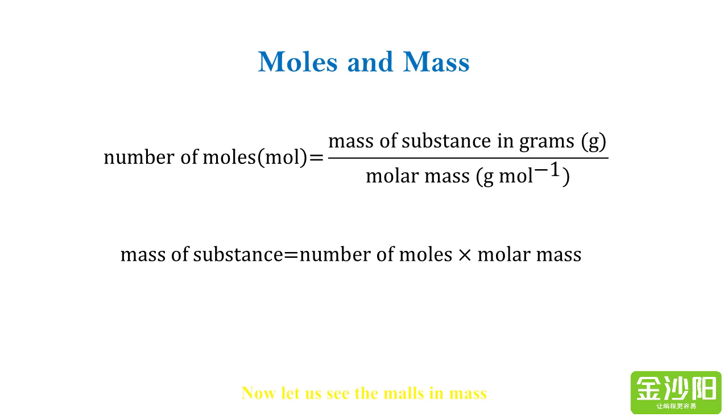Now let us see the moles and mass. Chemists prefer to use the relative molecular mass or formula mass in grams. You can find the number of moles of a substance by using the mass of substance and the relative atomic mass or relative molecular mass as in the first equation. Or you can find the mass of a substance in a given number of moles, just by rearranging the equation like the second one.